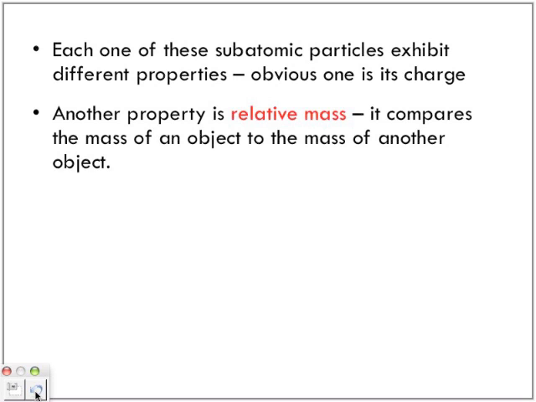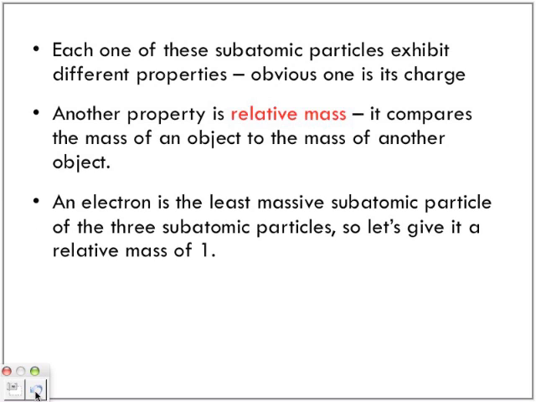But just to show you guys just how different each one of these subatomic particles is from one another. Relative mass compares the mass of an object to the mass of another object. Relatively, what is its mass compared to another one? An electron is the least massive of the three subatomic particles, so we're going to give it a relative mass of 1.